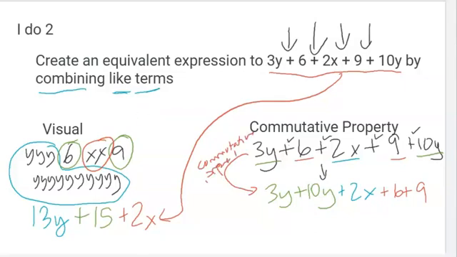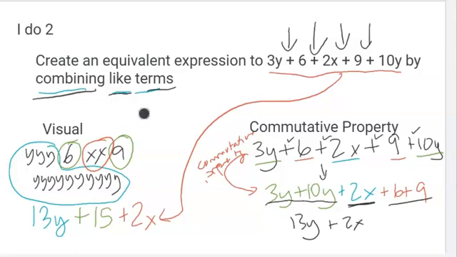The commutative property says if you're adding stuff, you can do it in any order you want, and it won't change the answer. Now I'm ready to combine like terms. So I can combine the y's. 3y and another 10y are 13y. There's nothing to combine the x's with. They're just going to stay as they are because there's no more. And I can combine the 6 and the 9 to make 15, and you'll notice I get a match either way.